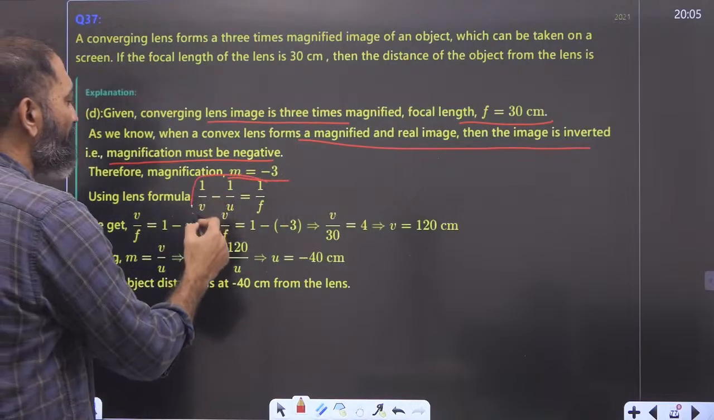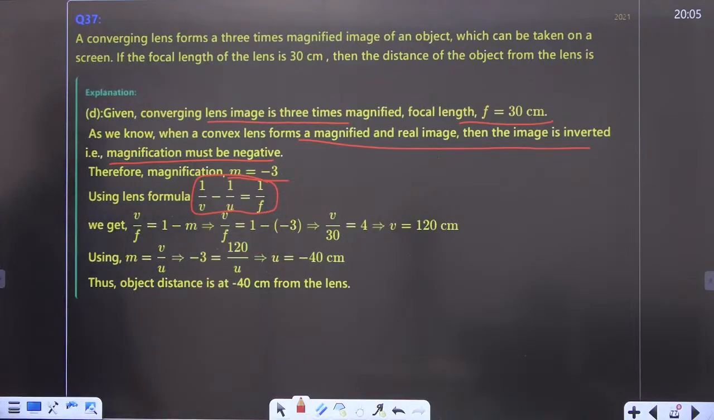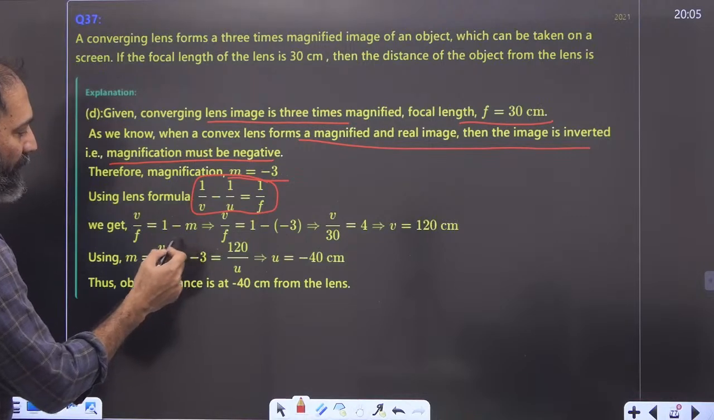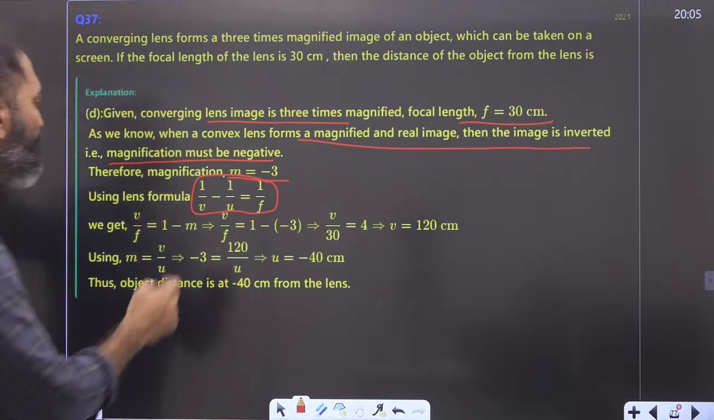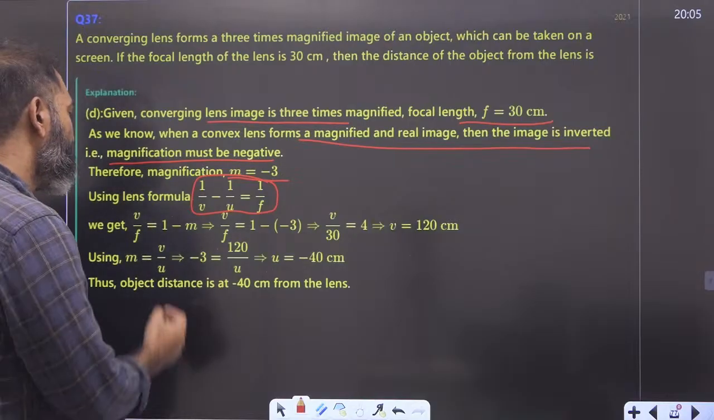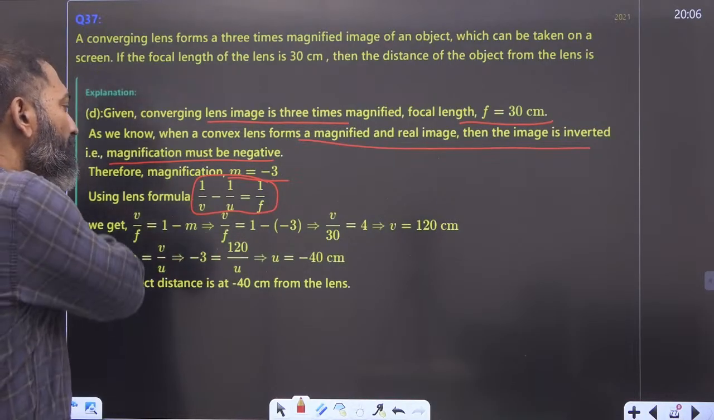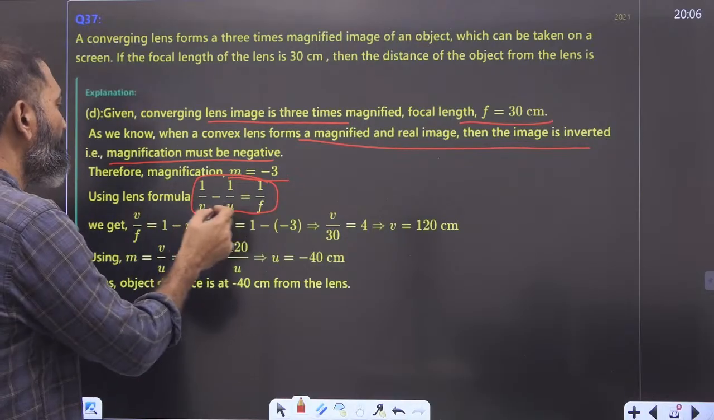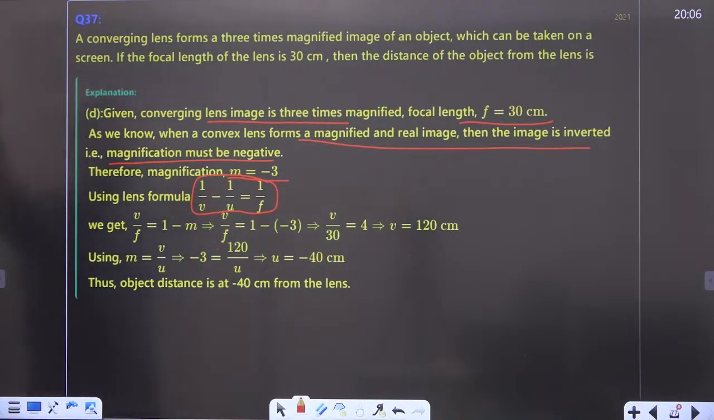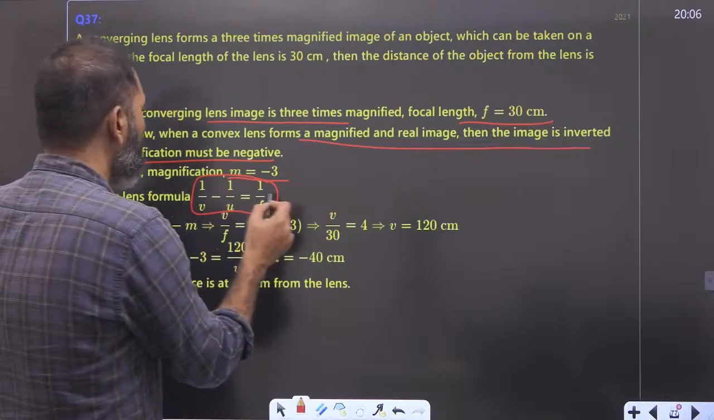ലെൻസ് ഫോർമുല എന്താ? 1 by v minus 1 by u is equal to 1 by f. We get v by f is equal to 1 minus m. അപ്പോൾ ഇതിന് മൊത്തം ഇക്വേഷന് നമ്മൾ മൾട്ടിപ്ലൈ ചെയ്തു. അപ്പോൾ v by f is equal to 1 minus m, that is v by f is equal to 1 minus -3. ഈ സ്റ്റെപ്പിൽ നിങ്ങൾക്ക് ഡൗട്ട്, ഇതിനെ v കൊണ്ട് മൾട്ടിപ്ലൈ ചെയ്താലോ?